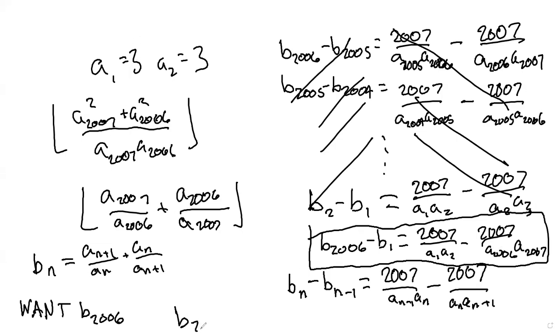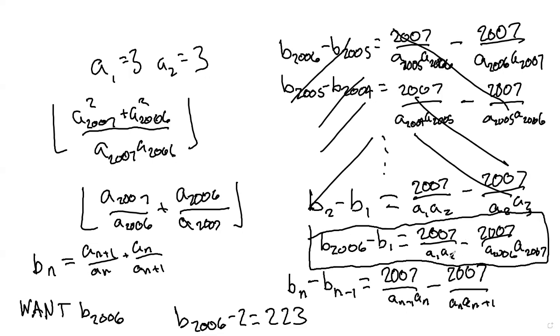So b sub 2006 minus 2 is going to be equal to, and what are a1 and a2? Those are 9, so I think this adds up to 223. And we have this final term, but what can we say about this term? It turns out that we can actually ignore it.